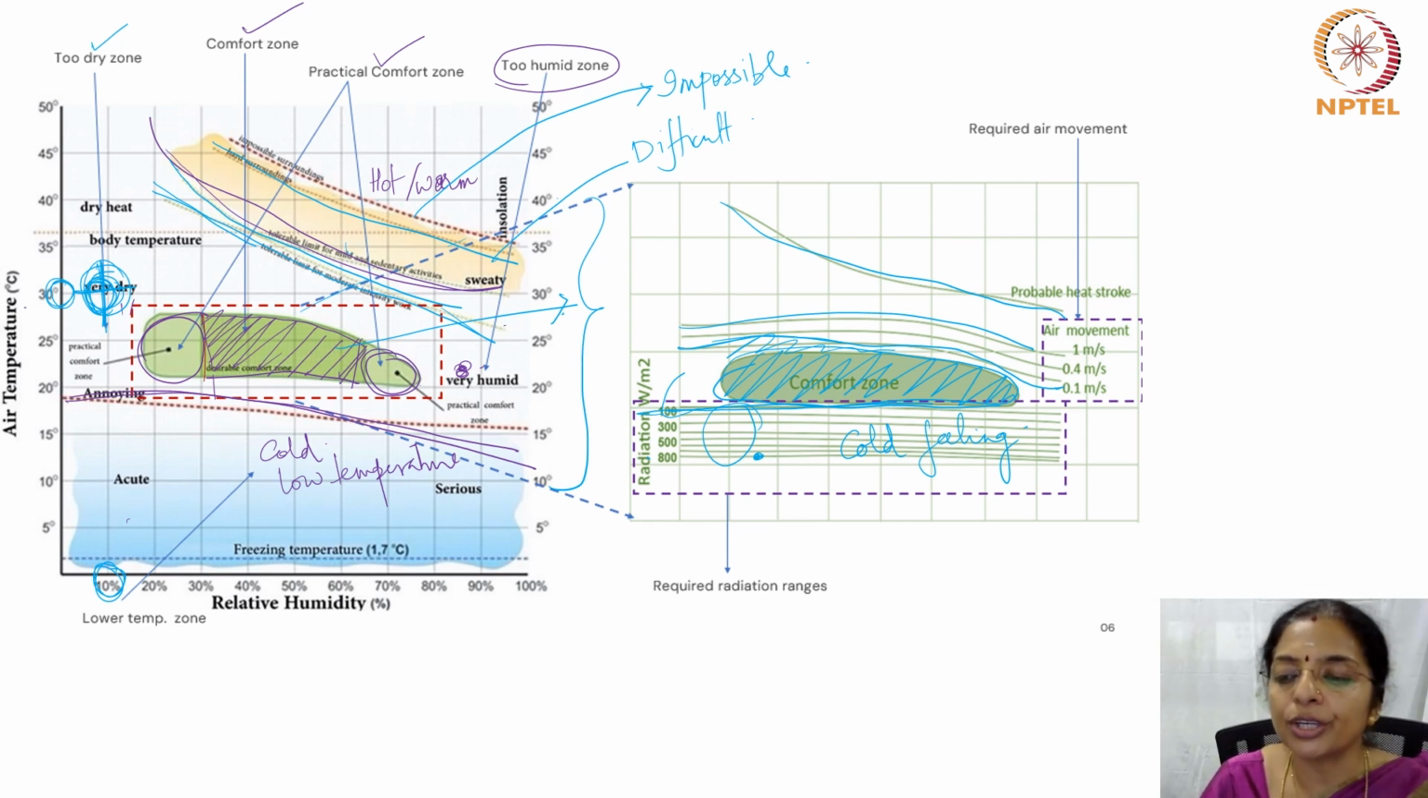I'm just teaching you how to read a bioclimatic chart to show that such charts were prepared way back in 1950 for us to understand which combination of temperature, humidity, wind speed, radiation can make us feel comfortable, warm or cool.